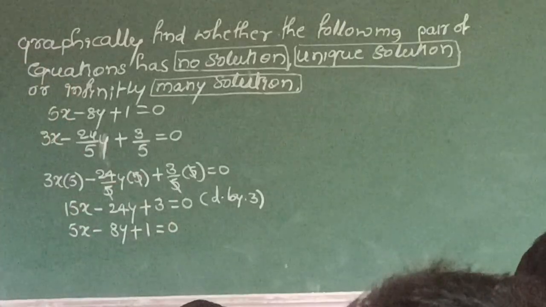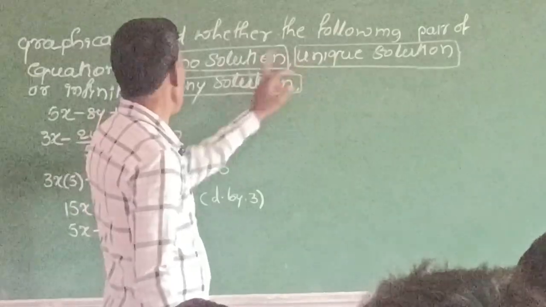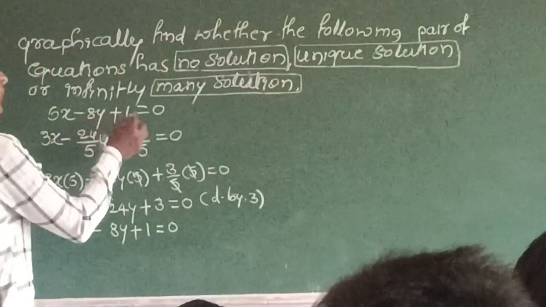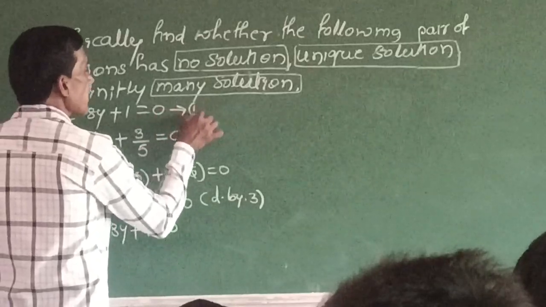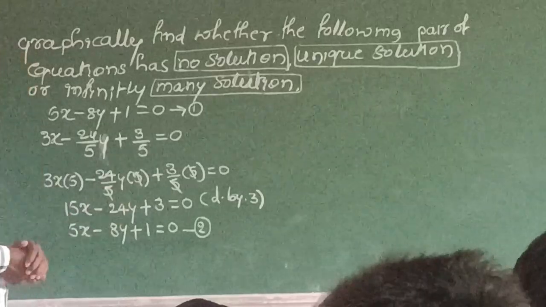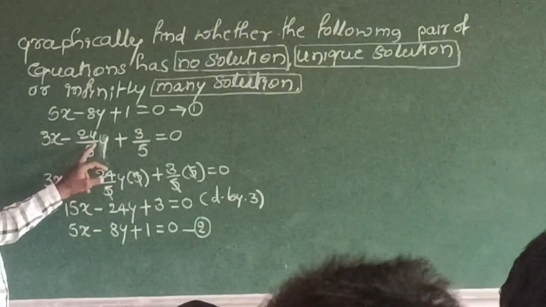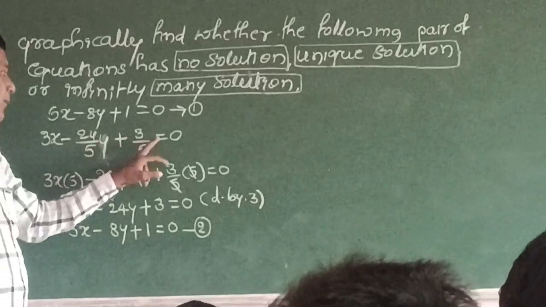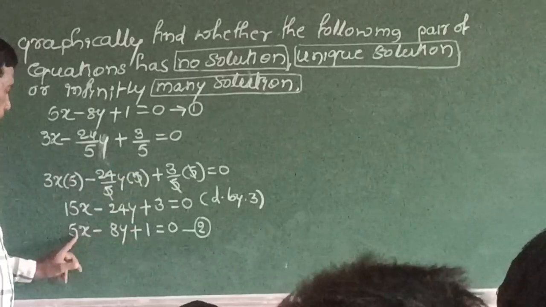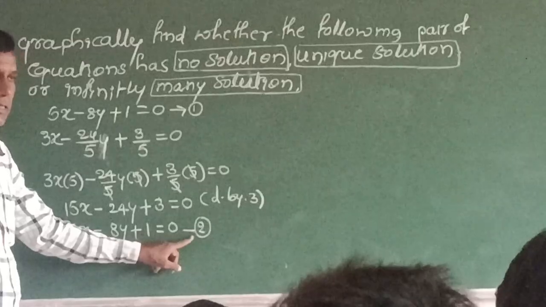So the question is no solution, unique solution or many solutions. What is the first equation? The first equation is 5x minus 8y plus 1 equal to 0. The second equation, after the change from 3x minus 24 by 5 y plus 3 upon 5 equal to 0, is 5x minus 8y plus 1 equal to 0.